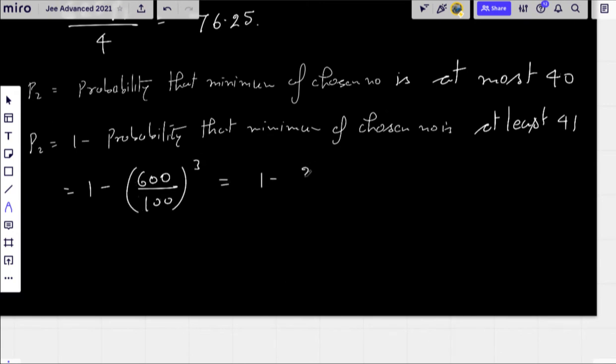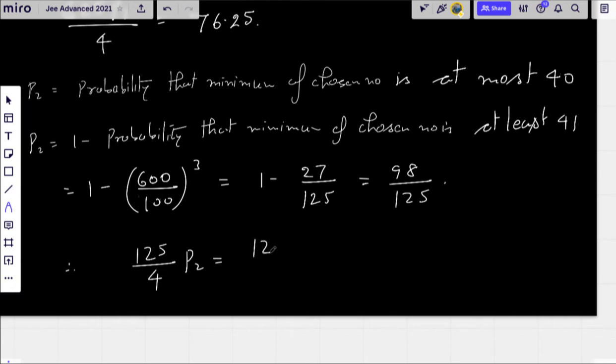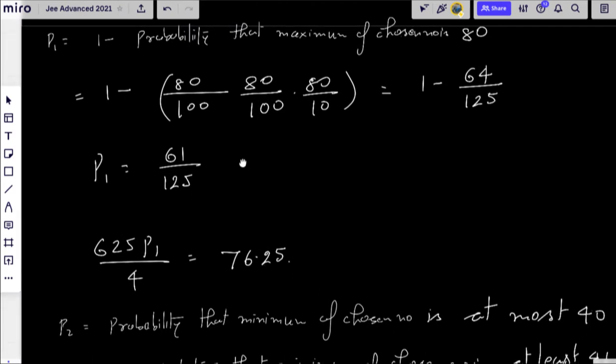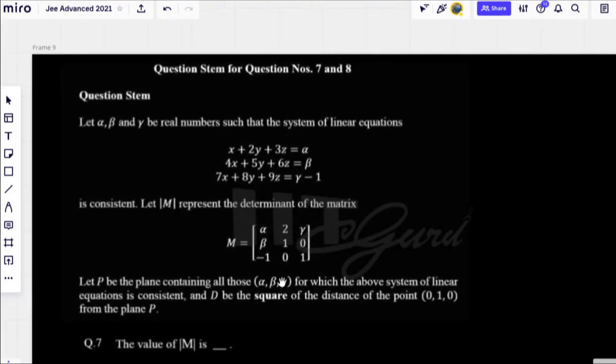And that is 1 minus 3 by 5 whole cube, that is 1 minus 27 upon 125. Solving this, 125 minus 27 is 98, so that is 98 upon 125, and that's our final answer. Therefore 125 by 4 P2 is equal to 125 by 4 into 98 on 125. Plugging in this value of P2 and solving, we get 24.50. So that's our final answer. Here, one of the answers is 24.5.